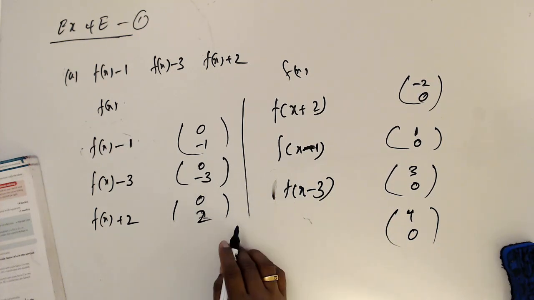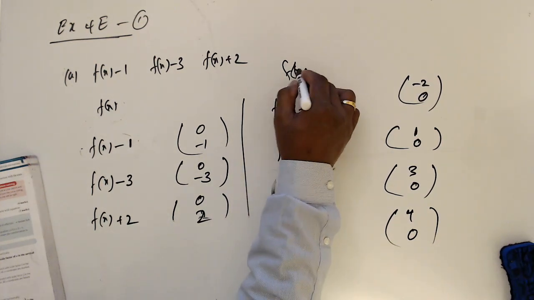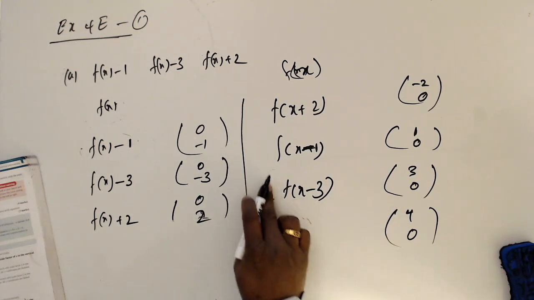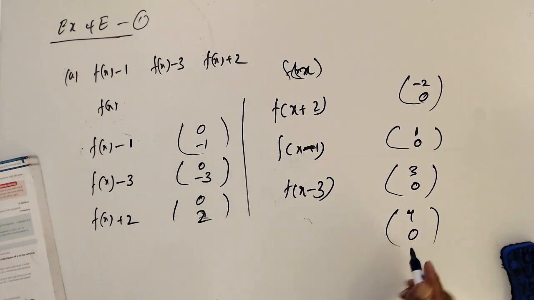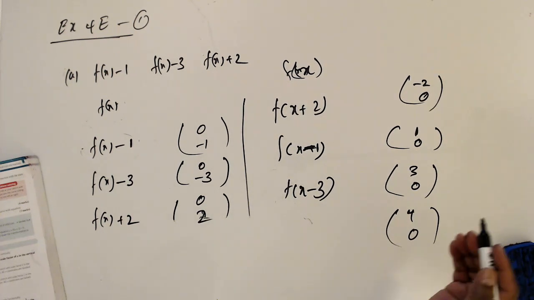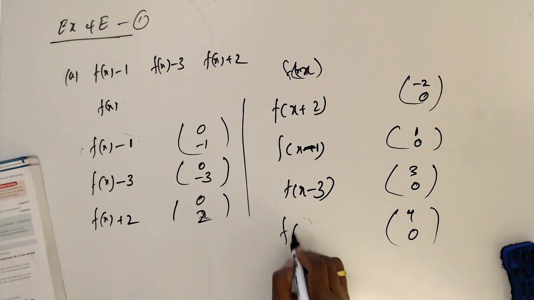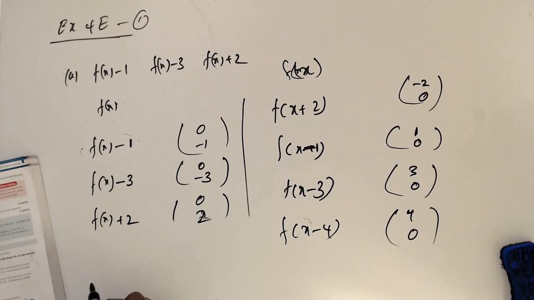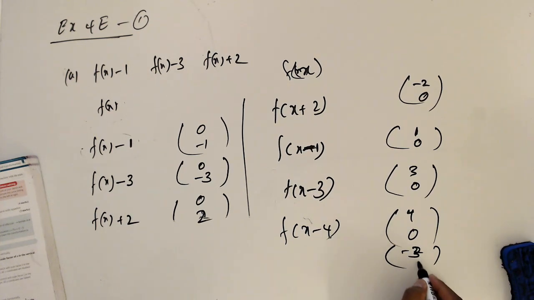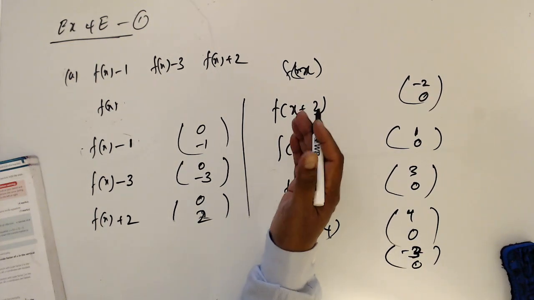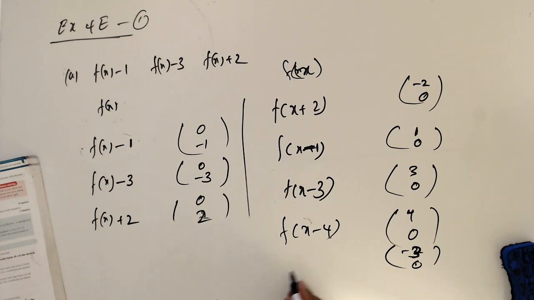Then what is the f(x) transformation you are looking for? You have to move 4 units to the right side. It means f(x minus 4). Another one: (minus 3, 0). It means we want to bring this f(x) curve to the left side by 3 units. Then this is going to be f(x plus 3).